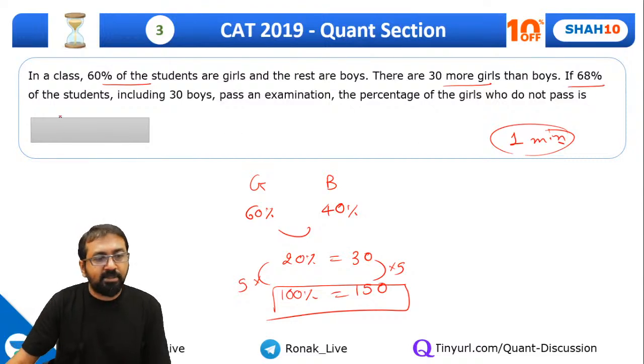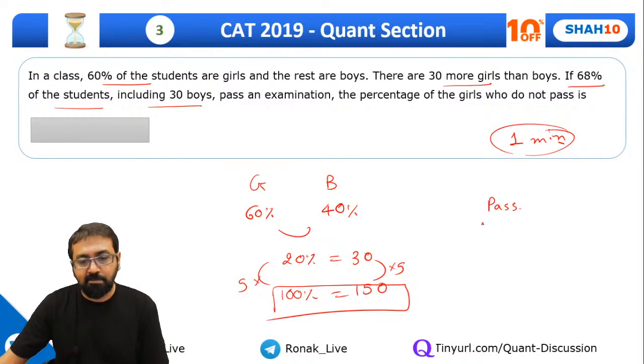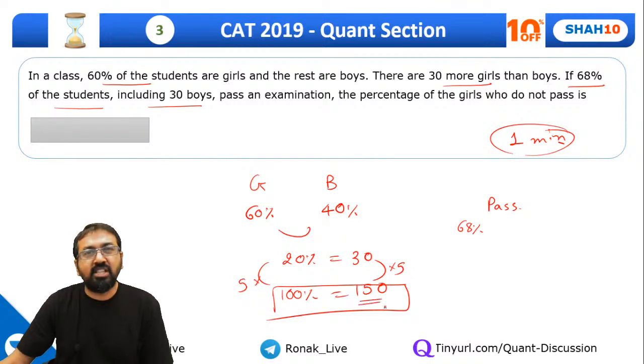Now 68% of the students, including 30 boys, pass the examination. So how many students pass the examination? 68%. What is 68% of 150? So find out 70% of 150. 15 sevens are 105. So 70% is 105. And find out 2%. So 2% will be 3. So 105 minus 3, it's going to be 102. So 102 students pass the exam.